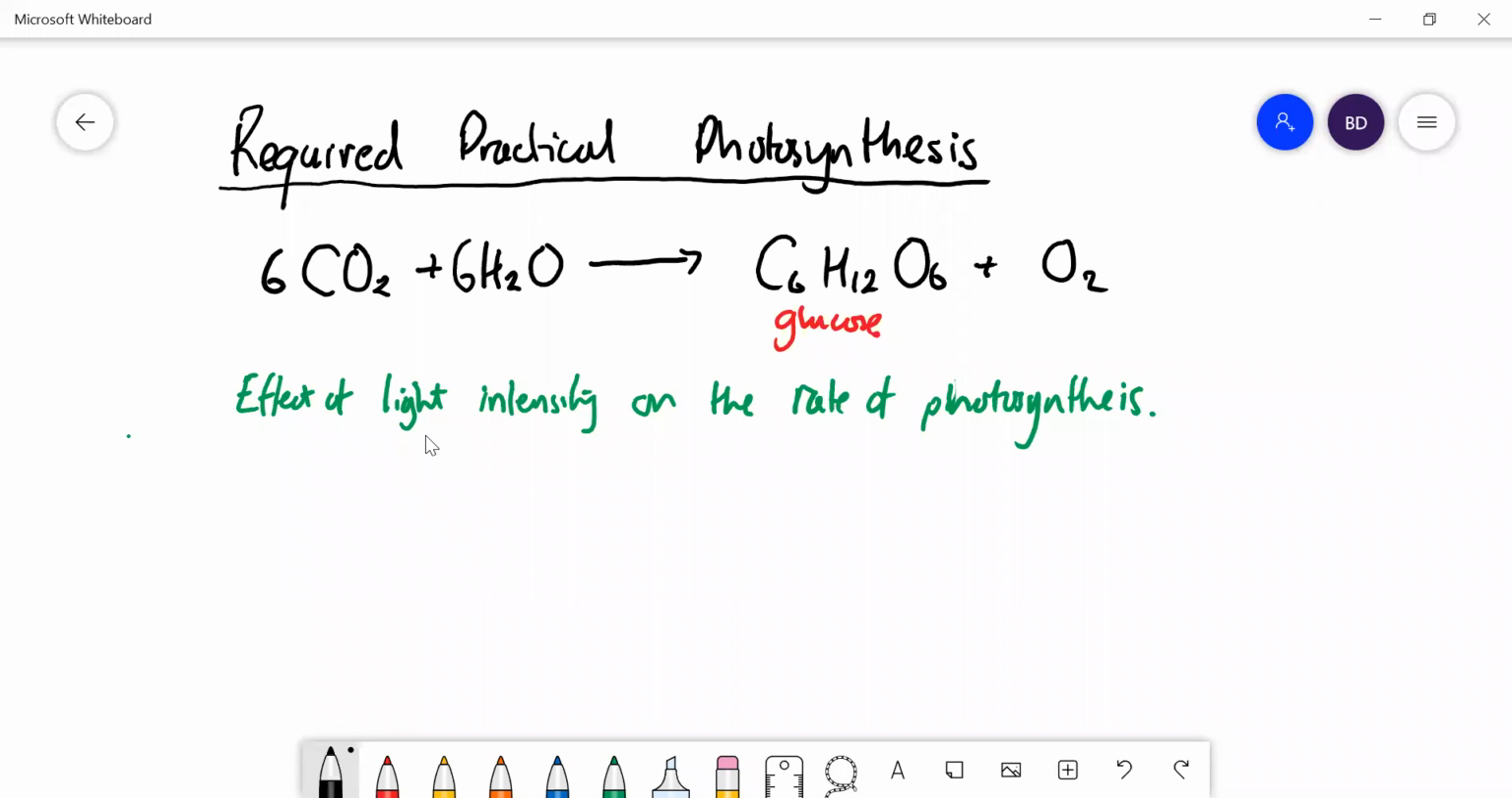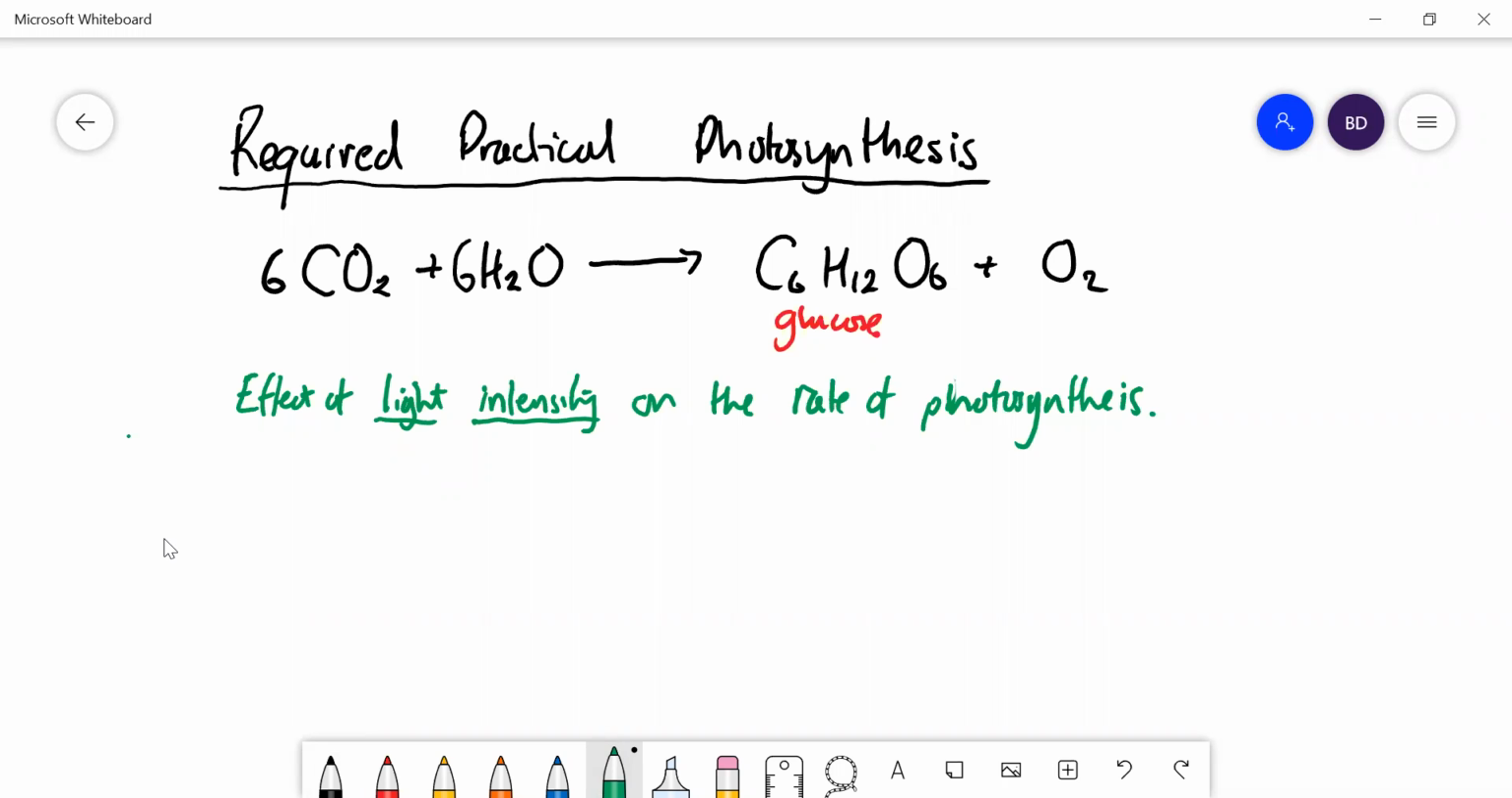Okay, we're going to talk about the required practical, which is about photosynthesis. And the aim of this is to find out the effect of changing light intensity on the rate of photosynthesis. Okay, so how are we going to measure the rate of photosynthesis?